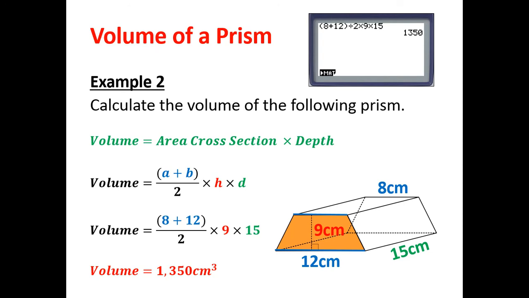1350 centimeters cubed. Again, remember, what does that mean? I need to have a small cube that's 1 centimeter by 1 centimeter by 1 centimeter, and this trapezium prism would need 1350 of these cubes to take up the same space.